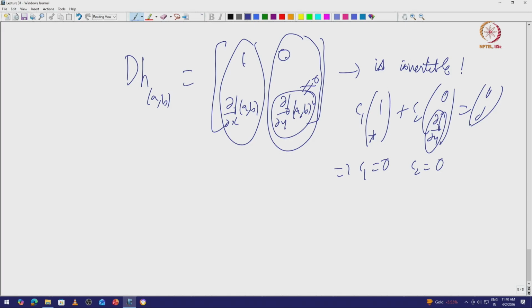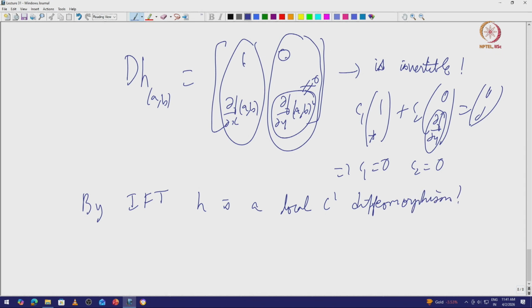Why am I saying this instead of using the determinant? You will see in a moment when we go to the proof of the more general implicit function theorem, it's easier to do it this way. Anyway, the bottom line is, by the inverse function theorem, H is a local C1 diffeomorphism.